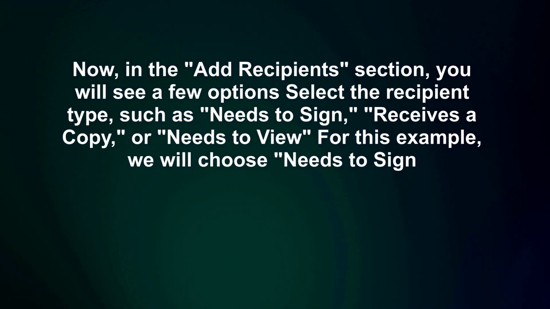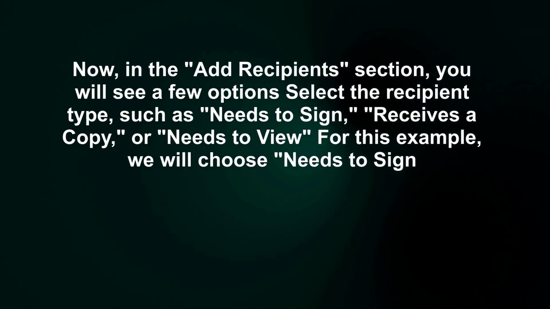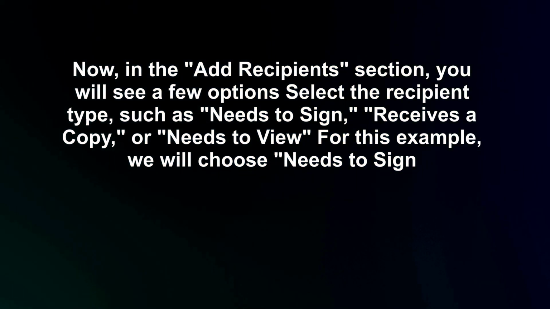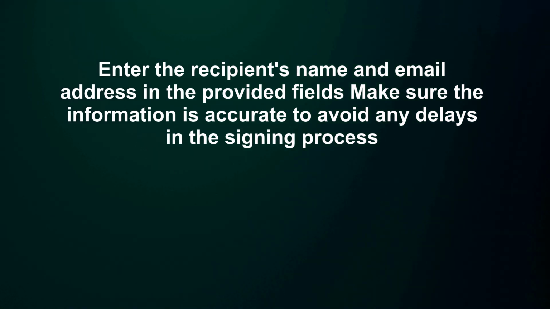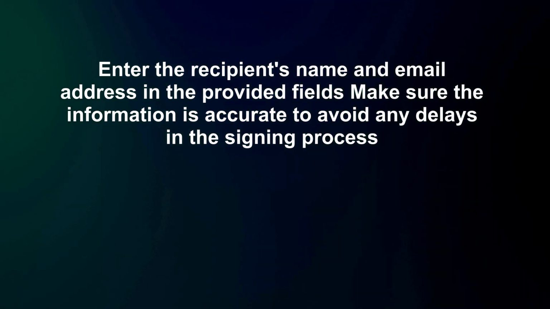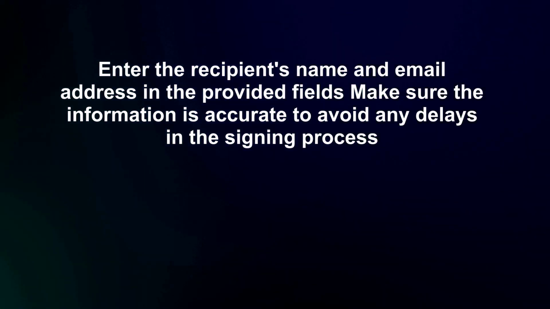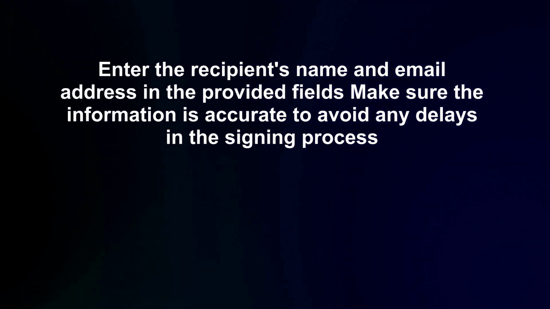Select the recipient type, such as needs to sign, receives a copy, or needs to view. For this example, we will choose needs to sign. Enter the recipient's name and email address in the provided fields. Make sure the information is accurate to avoid any delays in the signing process.